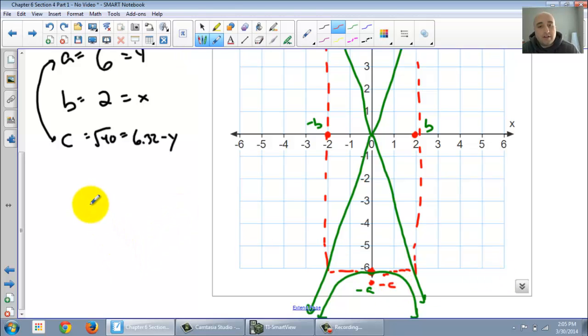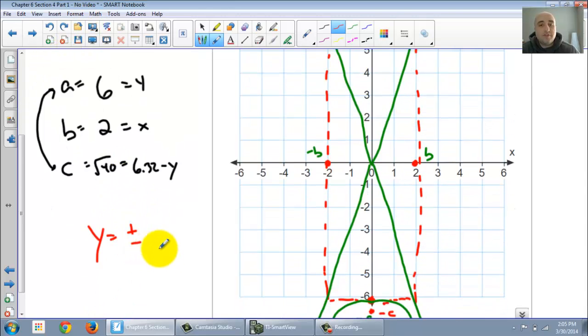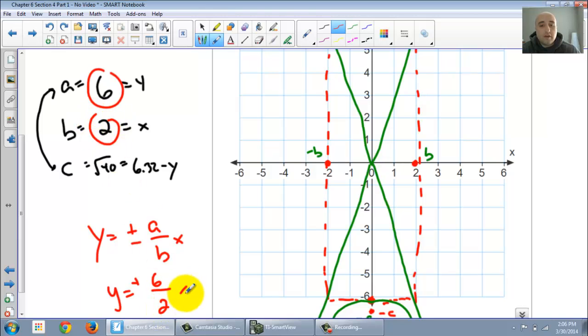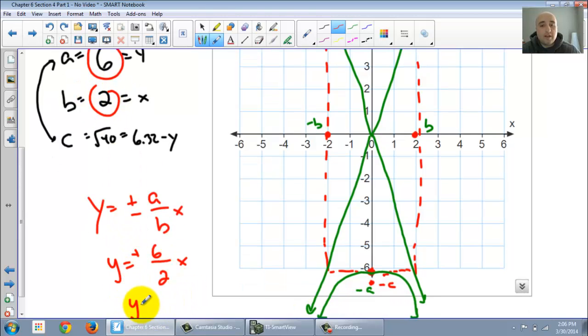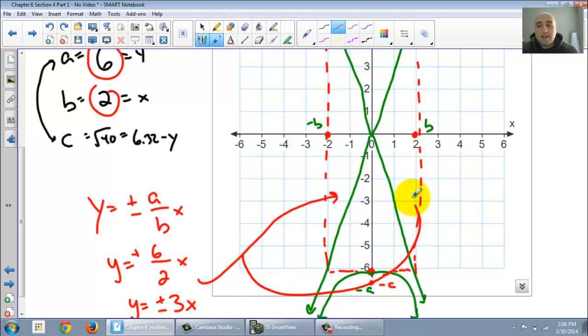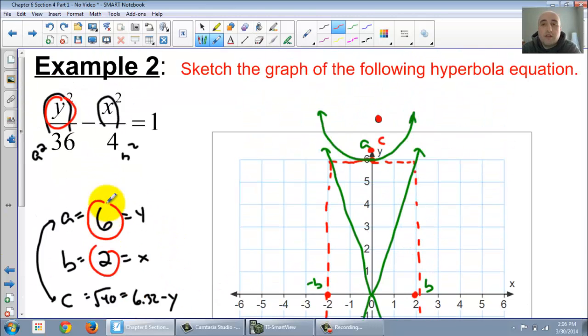Last thing, finally, is our lines of asymptotes. Now this one, y comes first, so it's plus or minus a over b x. Our A is 6 and our B is 2, so that reduces to y equals plus or minus 3x. Remember, those are the equations of our lines of asymptotes. That is section 6.4, part 1, the basic introduction to sketching hyperbolas.